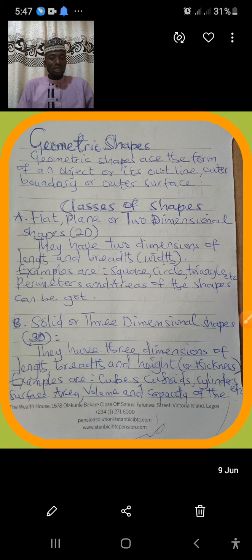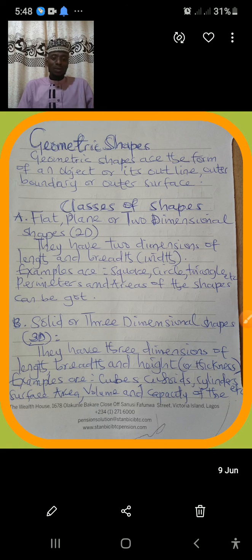So what is geometric shapes? It's the same thing as the shape you already know. Geometric shapes are the form of an object, any object you could think of, or its outline. Outline means outer parts, outer boundary, or outer surface. So any object that has outer boundary, outer lines, and you are able to draw it is called geometric shape. You can see them around you. We talk of ball, we talk of paper, we talk of table. All of this came with one shape or the other. So that is shape for you.